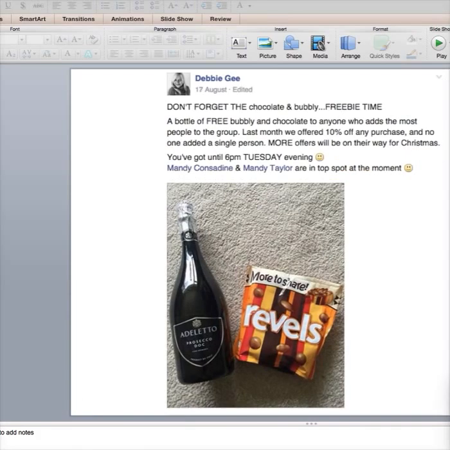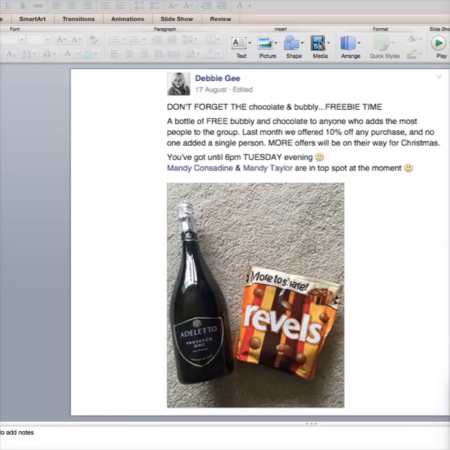A couple of hours later, I made sure that within the 48 hours the advert was running, I kept in regular contact, and I always had the picture to remind them what they were winning. So don't forget the chocolate and bubbly: a bottle of free bubbly and chocolates to anyone who adds the most people to the group. Last month we offered 10% off any purchase, and no one added a single person. So I'm just basically telling them, no one added. So it's up to you. You can miss out on all this. You don't know when the next one's coming along.